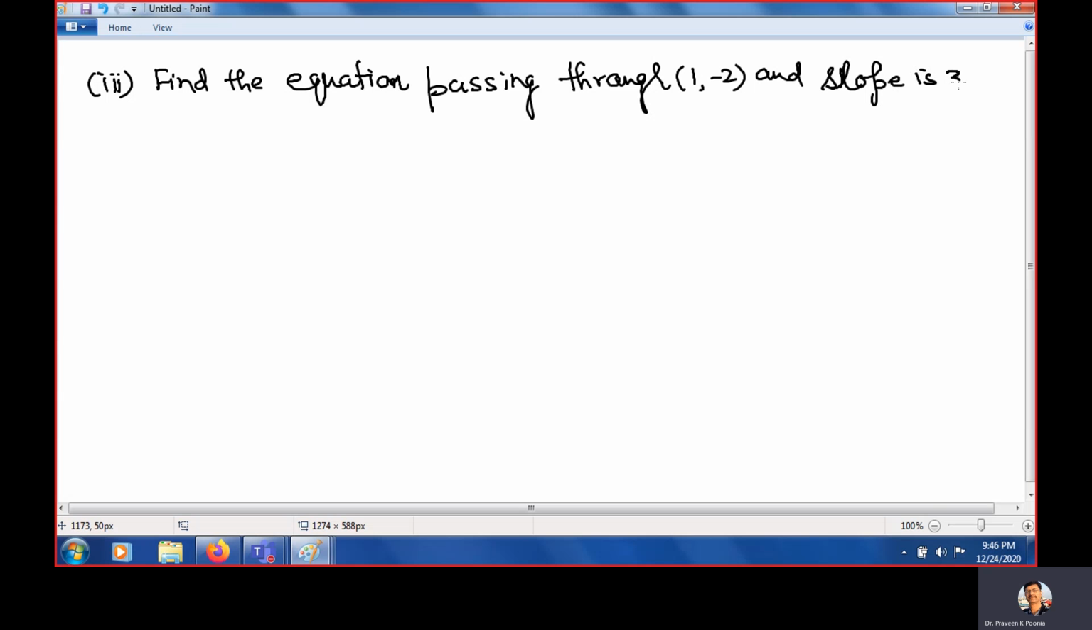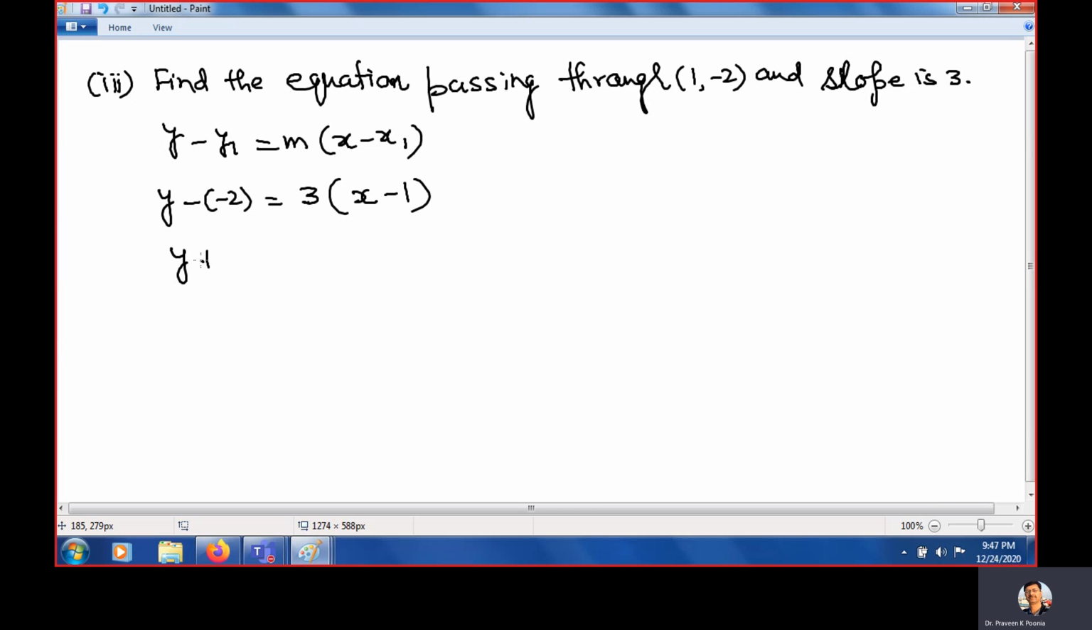The slope is 3. So it will be y minus y1 is equal to m(x minus x1). The equation is the same: y minus (-2) equals m, which is 3, times (x minus 1). So y plus 2 equals 3x minus 3. If you shift the 2 over, it becomes minus 2, and y is equal to 3x minus 5.